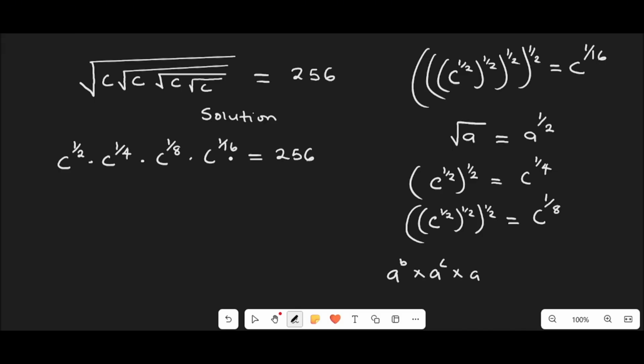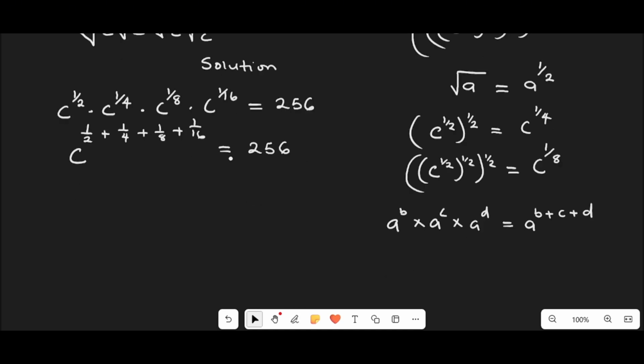And in indices, if we have A raised to power B multiplied by A raised to power C multiplied by A raised to power D, it is equal to A raised to power B plus C plus D. So let us apply the same principle to this left hand side. So we can say C raised to power 1 over 2 plus 1 over 4 plus 1 over 8 plus 1 over 16 is equal to 256. So let us simplify the power.